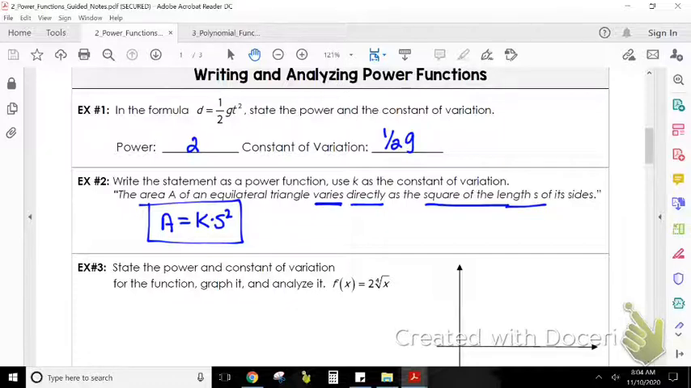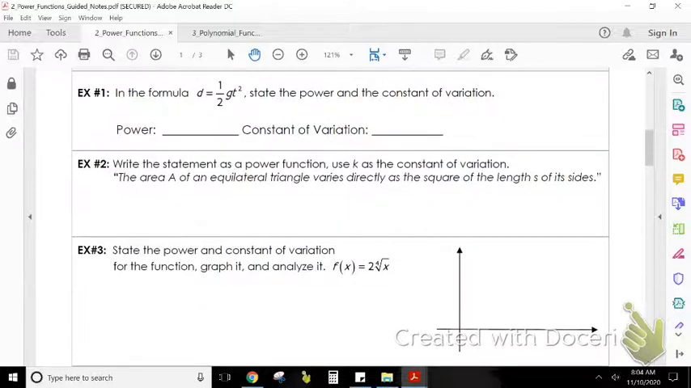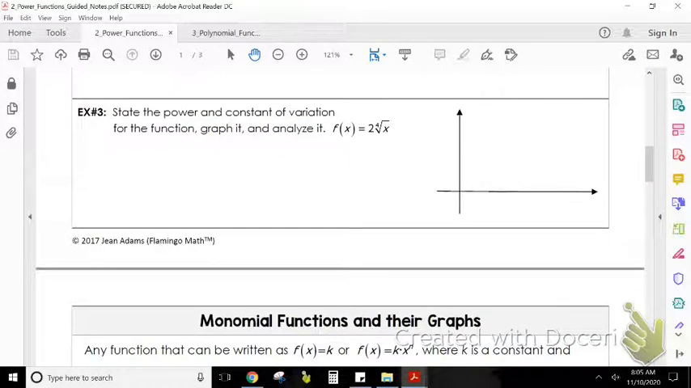In example 3, let me move it down to it here. It says state the power and the constant of variation for the function. Graph it and analyze it. All right, well, before we can really move too far, notice we have that 4th root of x. And we had that rule a while back that said if you have some root here, whether it's a square root, cube root, 4th root, 10th root, of a base raised to some exponent, let me go ahead and write out the word root, you can rewrite that as the base raised to the exponent over the root.